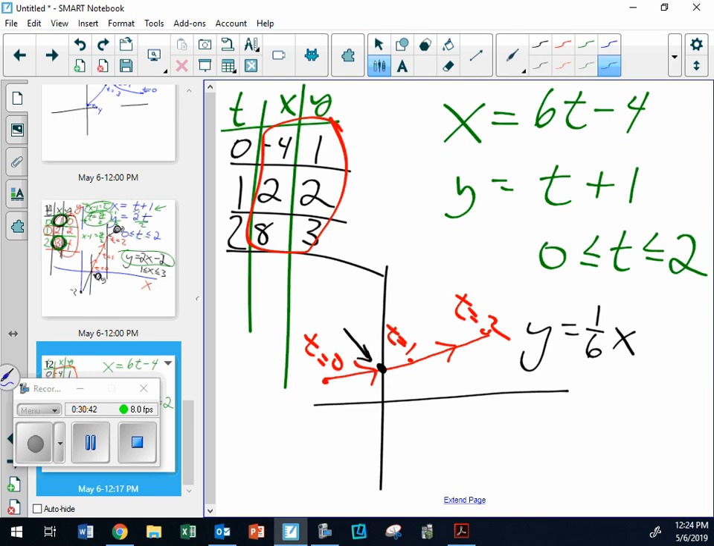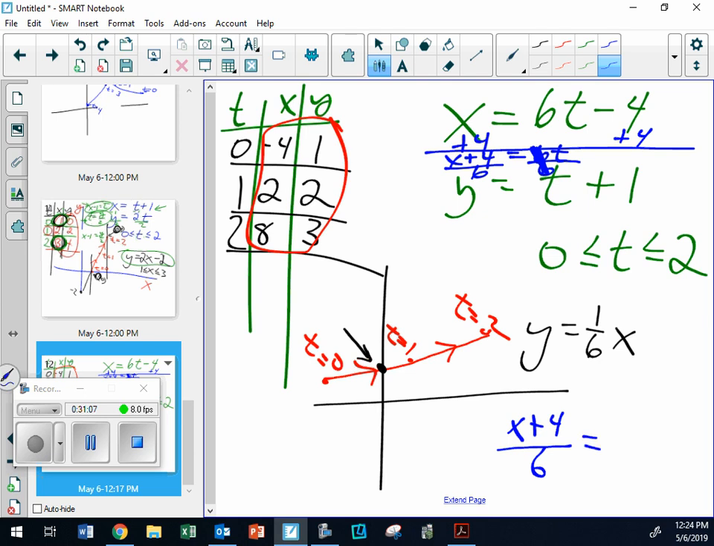I always look to add or subtract first. Adding 4, I would get x plus 4 equals 6t, and then I'm going to divide by 6. Did you get x plus 4 over 6? Okay, and then I'm going to put that with the other one. I'm going to make some room here. I guess I'll just put it down here. X plus 4 over 6, and that's one of my t's. And the other t, we'll go over here, is a lot simpler. Here I just add 1, and t is equal to y minus 1.